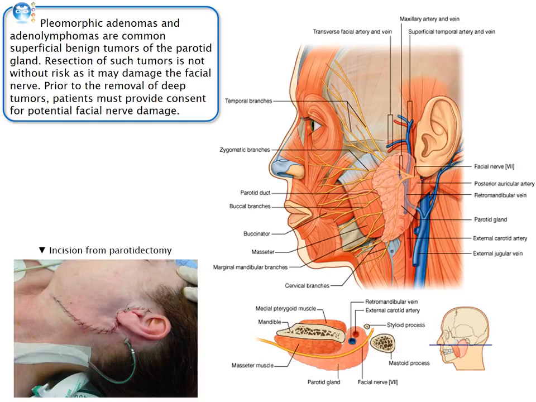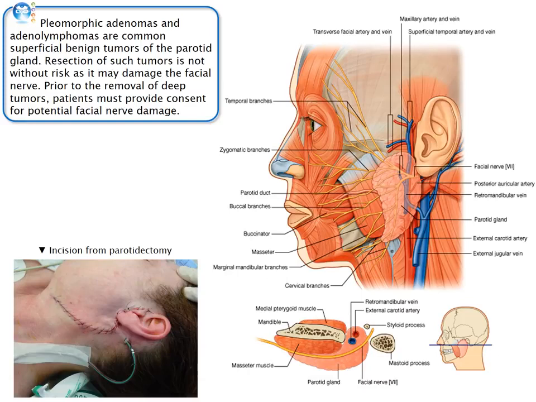Because the parotid gland is closely intertwined with the facial nerve, surgical removal of a parotid tumor is difficult and carries high risk. As a result, patients have to sign a waiver of consent, saying that they agree to the risks and acknowledge the fact that there could be facial paralysis as a result of the procedure.